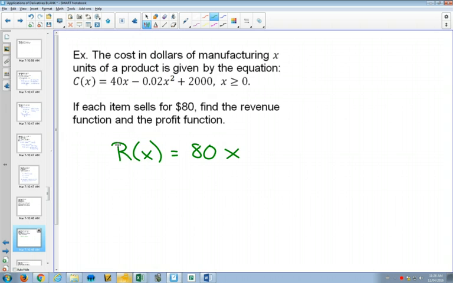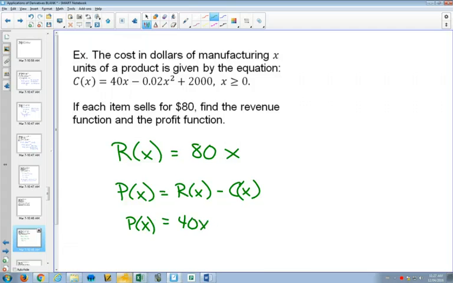Revenue is important, but most companies are more concerned about profit. How much money are they actually making? Does it make sense that your profit function is how much money you bring in minus your costs? So if we do that and go 80x minus this other function, our profit function will be 40x plus 0.02x squared minus 2,000.